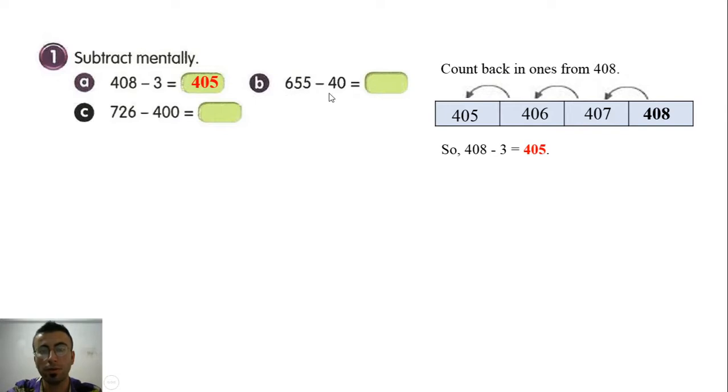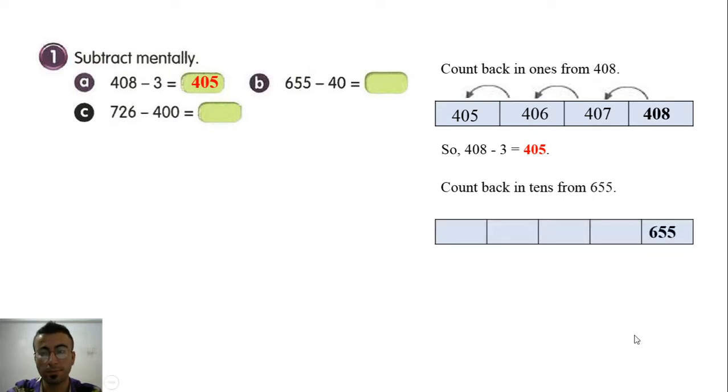B. 655 minus 40. Count back in tens from 655. Let's write it down. 655, 645, 635, 625, 615, right? 10, 20, 30, and 40. So 655 minus 40 equals 615.